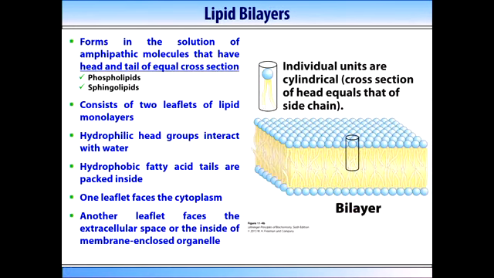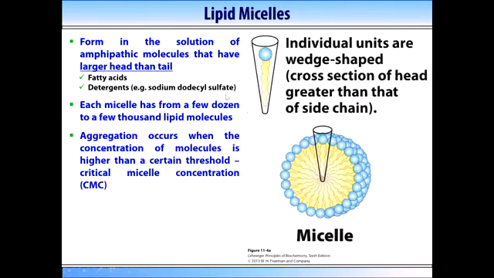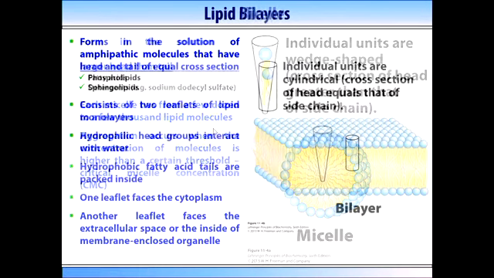More relevant to the topic of today's lecture are the lipid bilayers. Lipid bilayers are usually formed by lipid molecules that can be approximated by a cylindrical shape, so that they have approximately the same cross-section of the head as the tail. The ones which participate in micelle formation usually have a larger cross-section of the head compared to the cross-section of the hydrophobic tail.